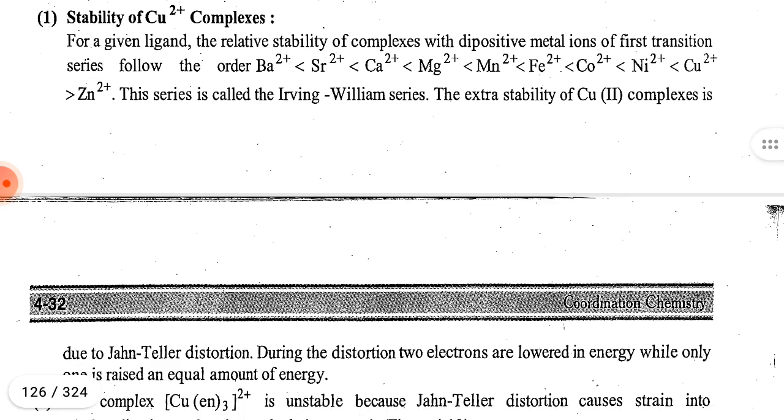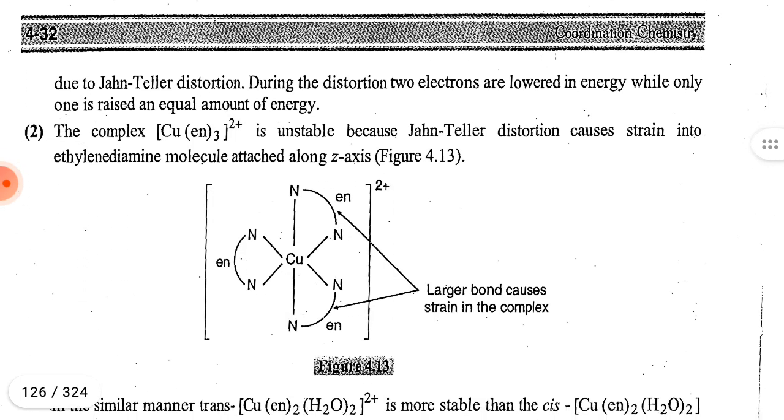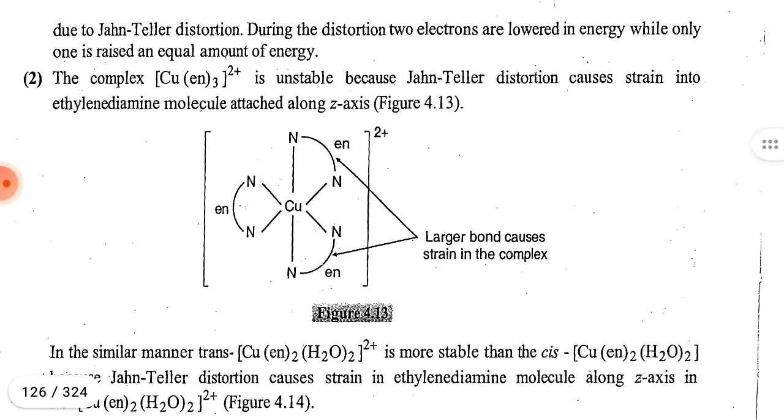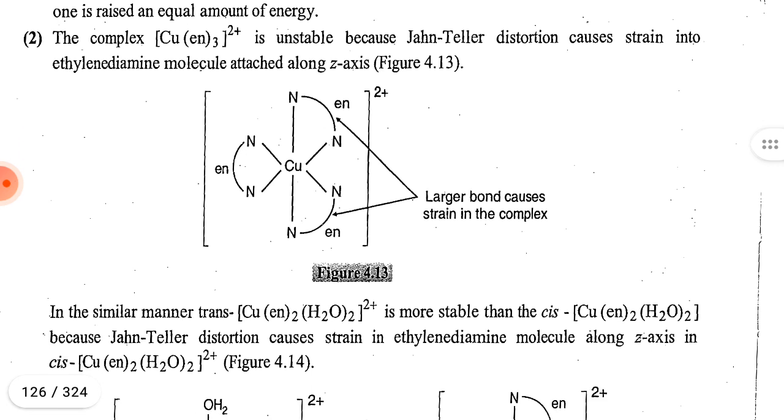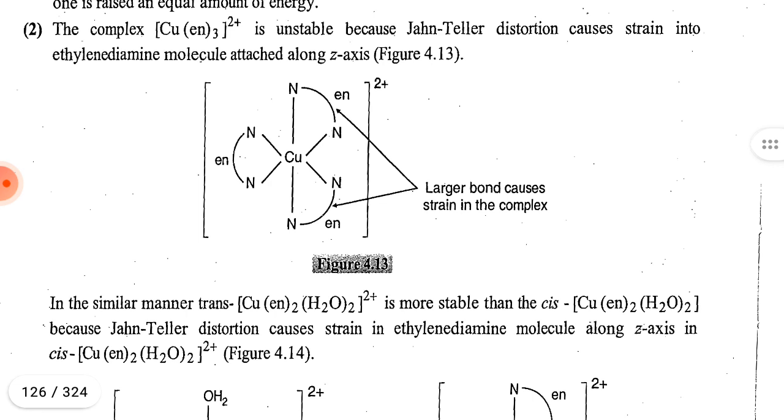The extra stability of copper(II) complexes is due to Jahn-Teller distortion. During the distortion, two electrons are lowered in energy while only one is raised by an equal amount of energy. The complex [Cu(en)3]2+ is unstable because Jahn-Teller distortion causes strain in the ethylenediamine molecules attached along the z-axis. Figure 4.13 shows that the longer bond causes strain in the complex along the z-axis.